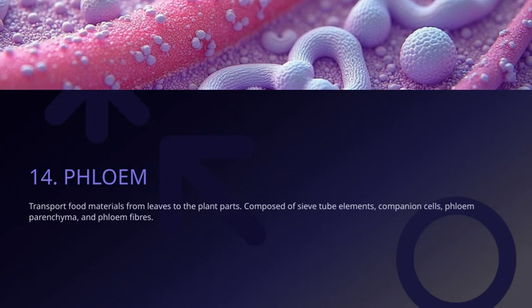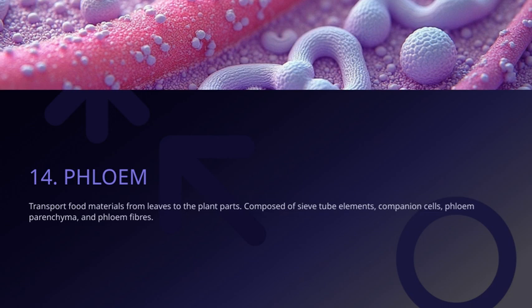Now, let's talk about how the phloem functions in plants. Its main role is to transport food materials, mainly the sugars produced in the leaves, to other parts of the plant that need energy or stored for later use. This process is essential for the overall growth and development of the plant.